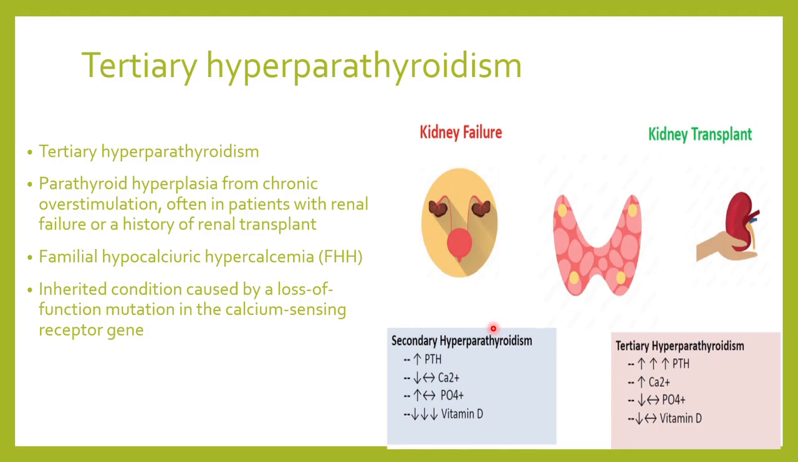Similarly, you have tertiary hyperparathyroidism. What is tertiary hyperparathyroidism? It is nothing but a parathyroid hyperplasia which happens because of chronic overstimulation, usually in patients who have kidney failure, kidney transplant, etc. So in such cases, there is constant overstimulation of the parathyroid gland. So it is constantly under pressure to release more and more PTH. So that is called tertiary hyperparathyroidism.